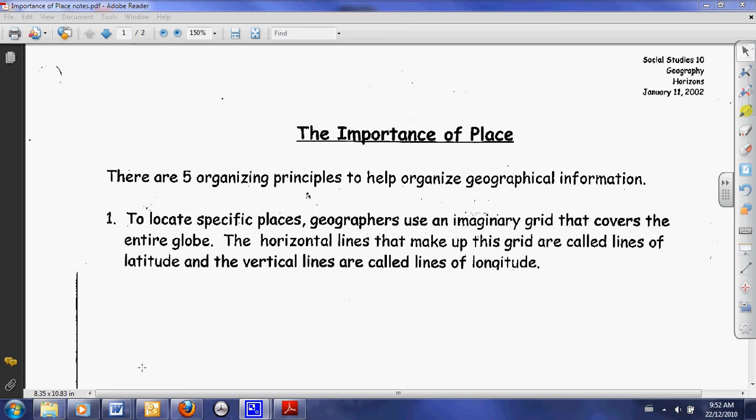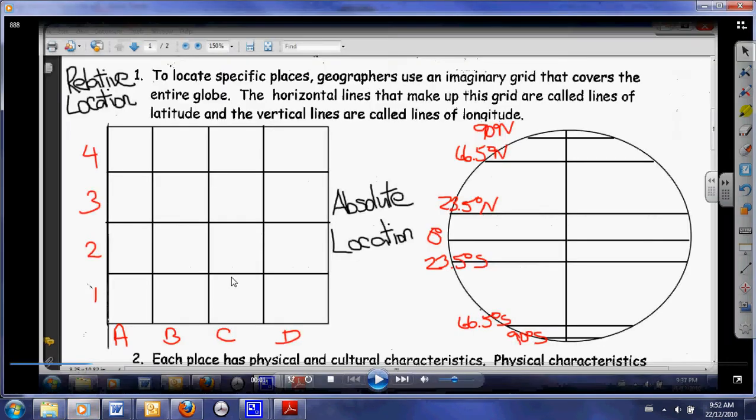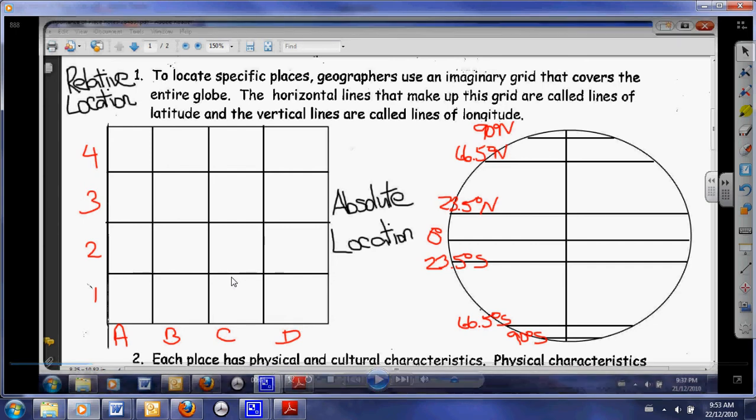Now, your notes are incomplete. We need to fill those in. So this is the first little bit of information. So as you're copying that down, I just want to quickly review what the 5 are.